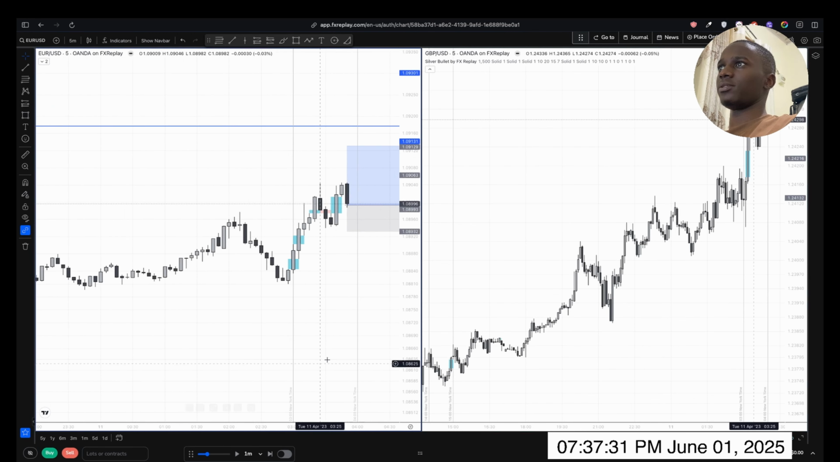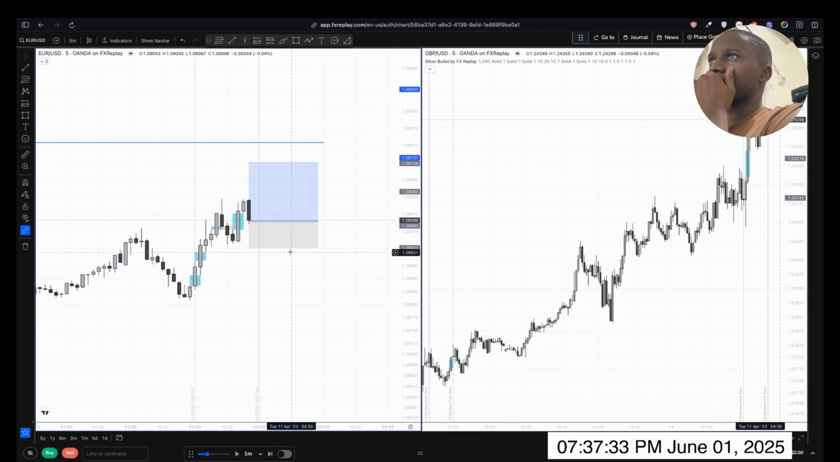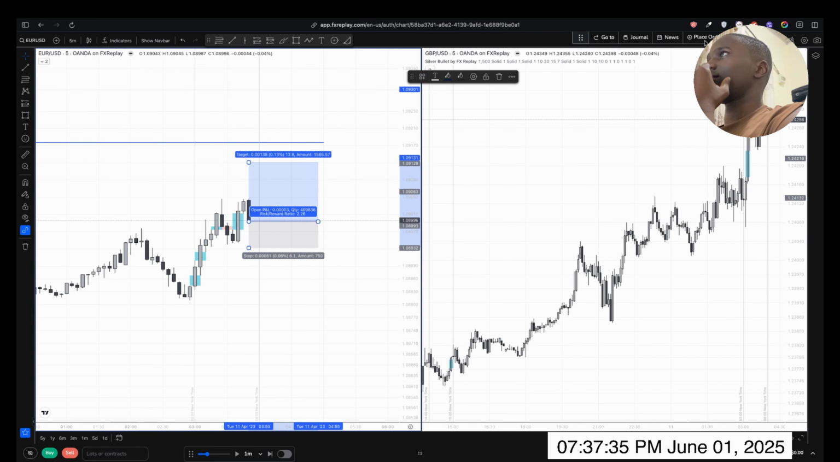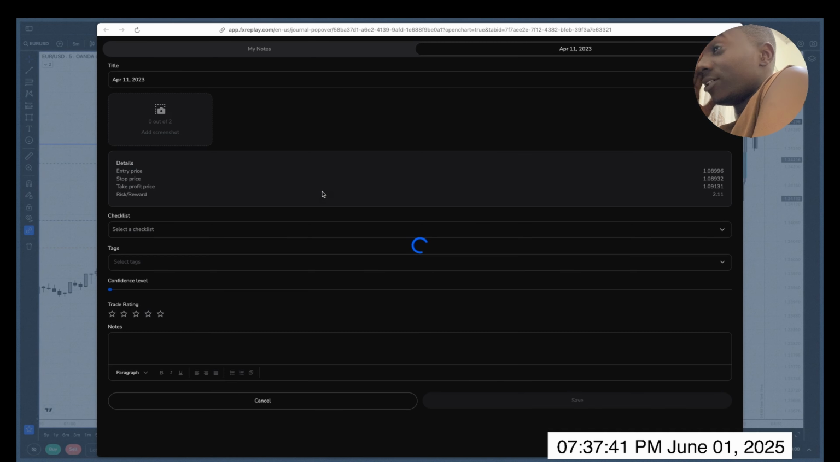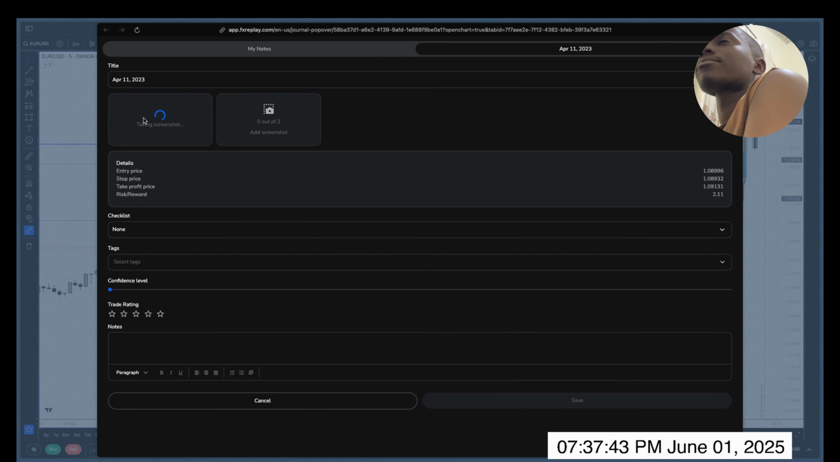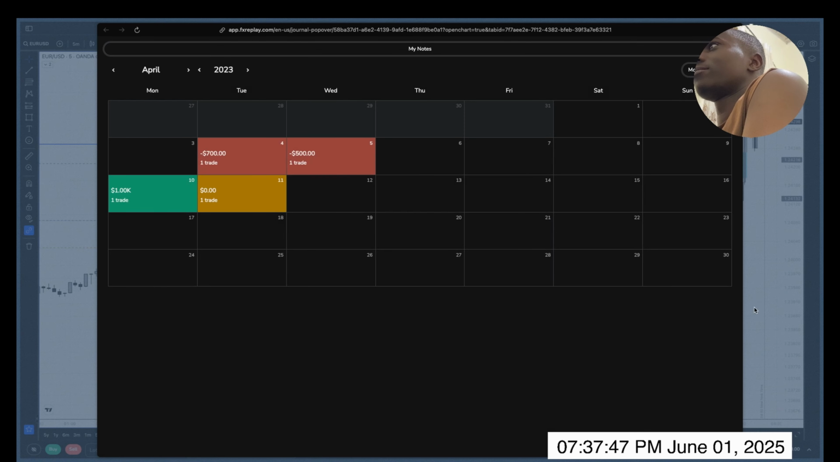Alright, FX Replay crashes on this kind of thing. I don't know why FX Replay is crashing when I refresh the chart, but premium is already worth it for now.